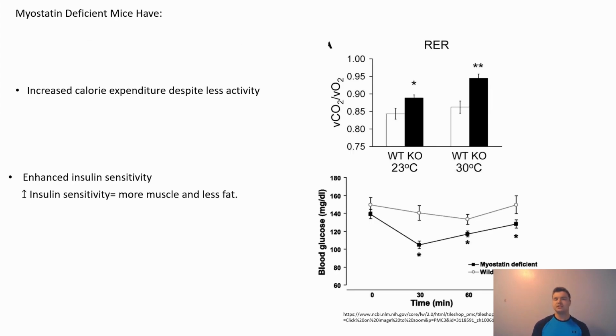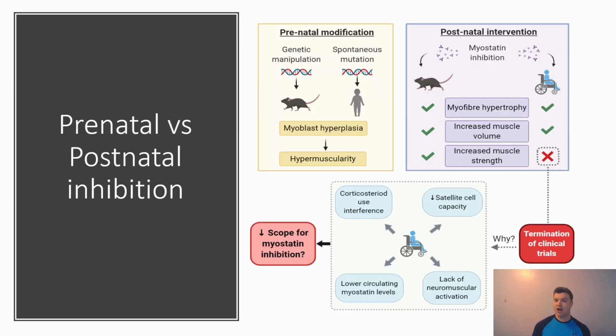The energy expenditure is shown by this graph on the top right. The myostatin wild type have a regular energy expenditure, but the myostatin knockout have way higher energy expenditure. And then on the bottom right, myostatin knockout mice have way better insulin sensitivity, glucose tolerance, fasting glucose, and postprandial glucose tolerance.